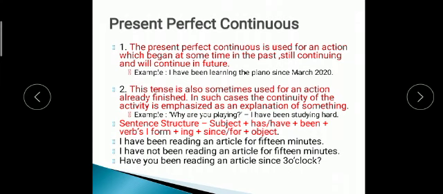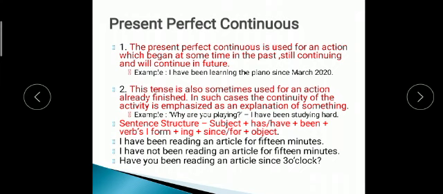One more example, I have been working on my science project since morning. I have been working on my science project for 3 days. Okay? So this is point of time, morning, and for 3 days it's a period of time. I have been reading an article for 15 minutes. I have not been reading an article for 15 minutes. Have you been reading an article since 3 o'clock? I'm sure students you understood present perfect continuous tense too.